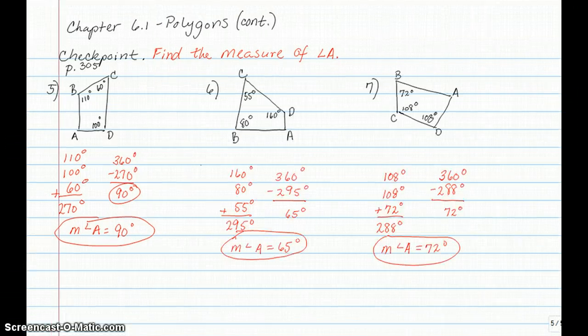Okay, on number 6, you add up 160, 80, and 55, you get 295 degrees. You subtract that from 360 degrees and get 65 degrees. So the measure of angle A is 65 degrees. On number 7, you add up 108, 108, and 72 degrees, which is 288 degrees. And then you go ahead and subtract that from 360 degrees, which is 72 degrees. So the measure of angle A is 72 degrees. Okay, now we're going to go on and do one last problem. It's actually from the assignment on page 307. And so make sure that you continue the video.